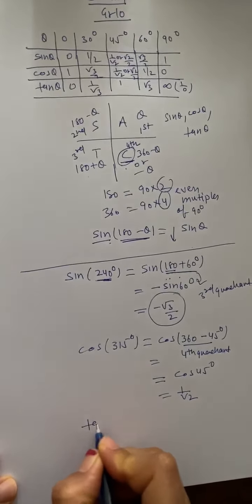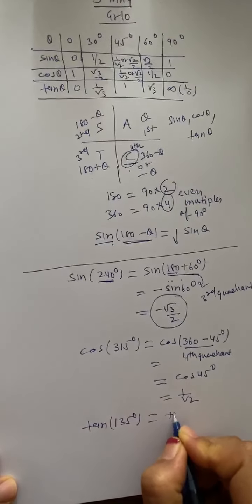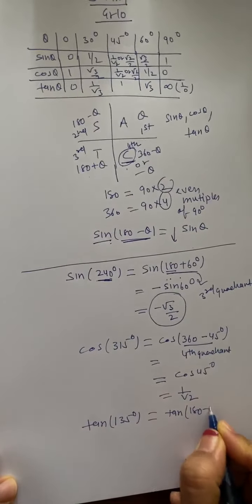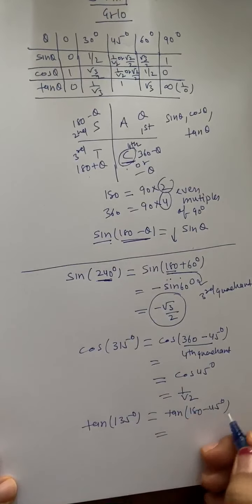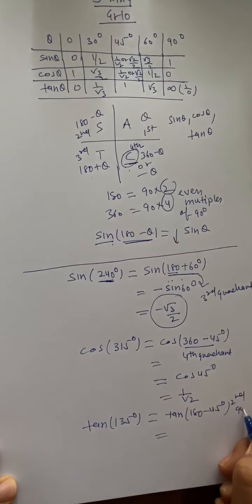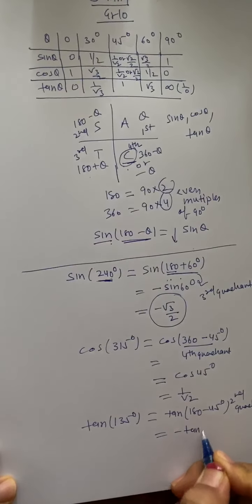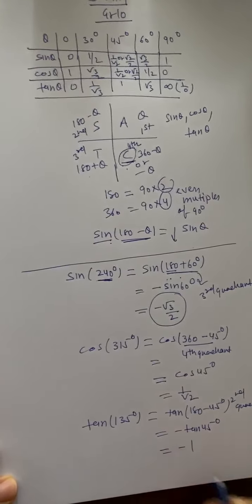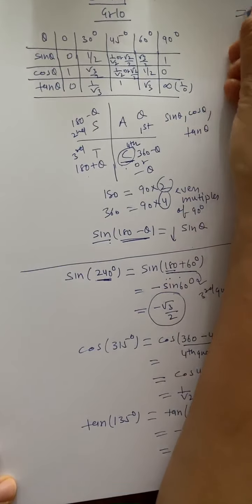I'm going to do another one with tan 135. Again, you have to write this as 180 minus 45, and tan of 180 minus 45 is in the second quadrant, and the second quadrant means it's going to be negative, so minus tan 45, and tan 45 is 1, so the answer for this one will be negative 1. I hope this is clear.